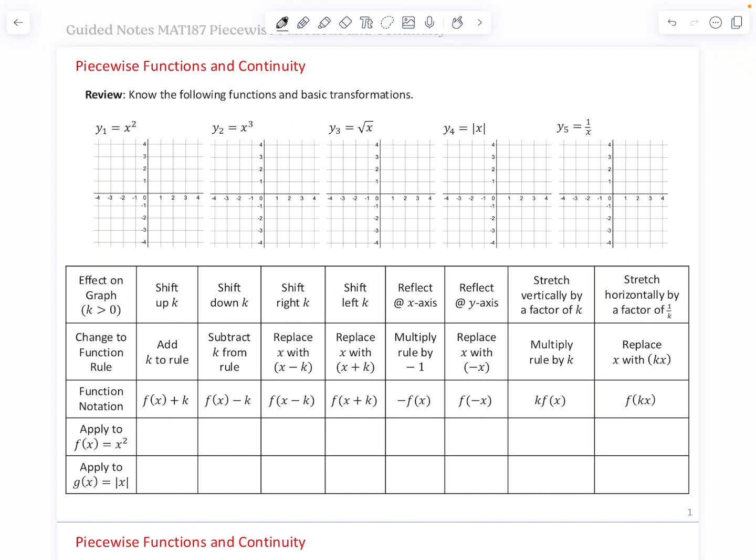Hello students! This lesson is on piecewise functions and continuity. It is a review of some ideas from a college algebra course, as well as an introduction to some ideas about continuity that are important in calculus. This first page is review. Know the following functions and basic transformations.